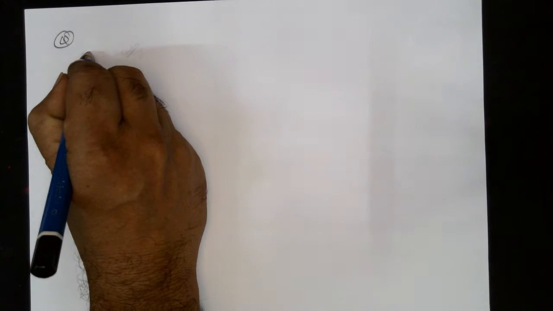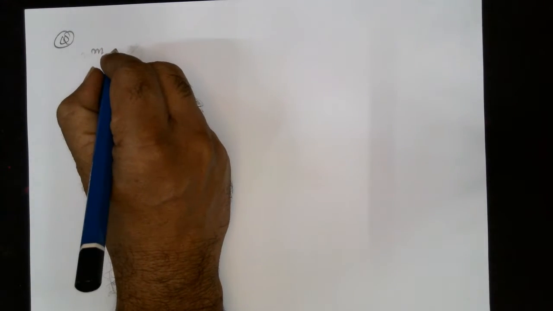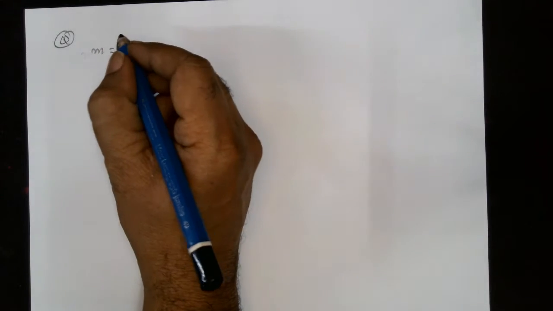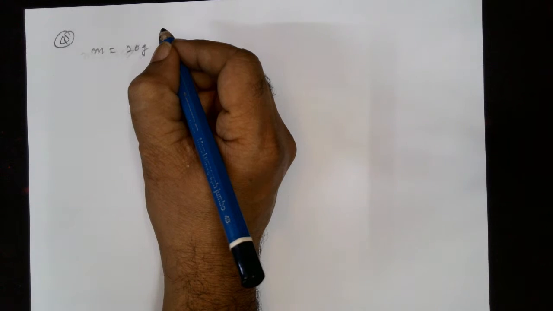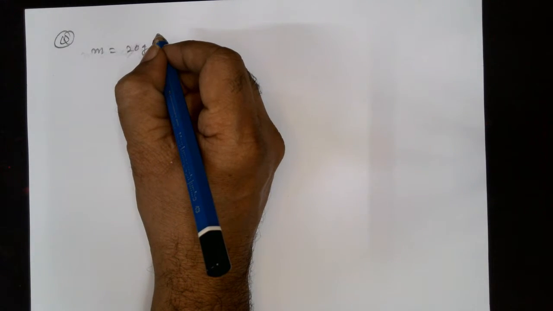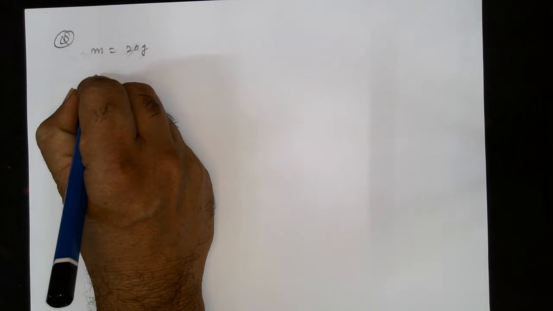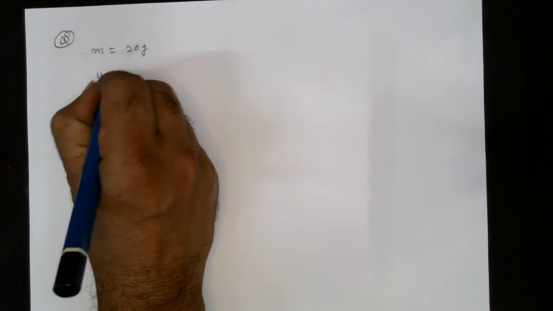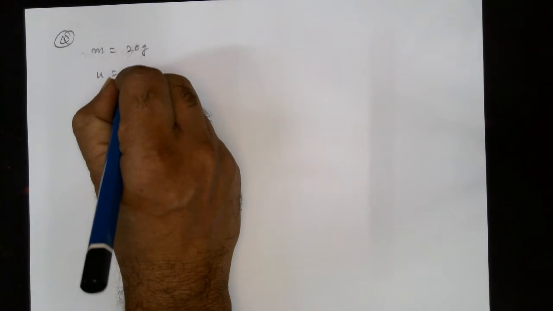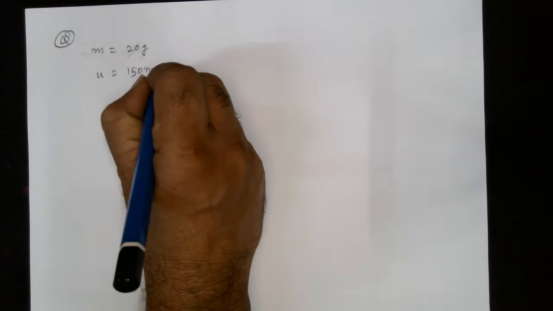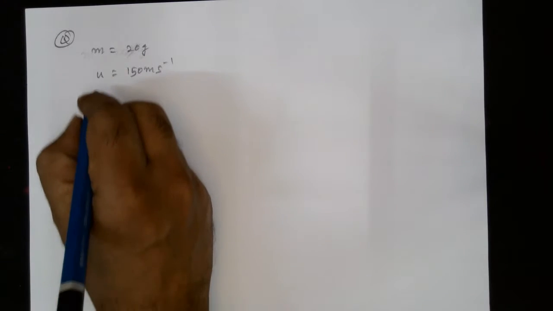Let us consider this sum. A bullet of mass 20 kg. So it's not 20 kg, 20 gram. A bullet of mass 20 gram is horizontally fired with a velocity 150 meter per second, 150 meter per second from a pistol of mass 2 kg.